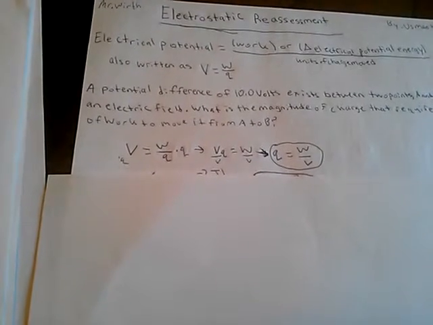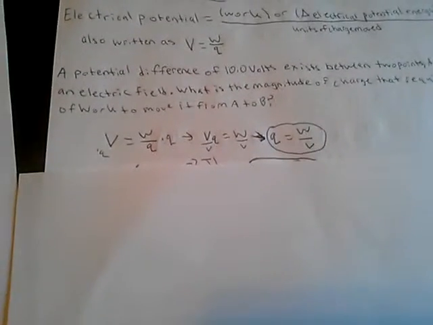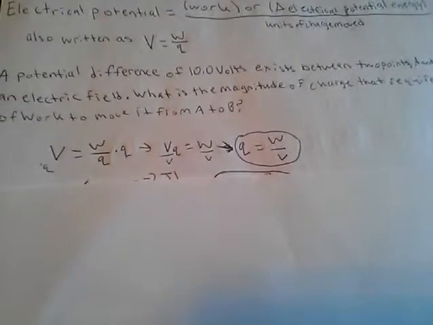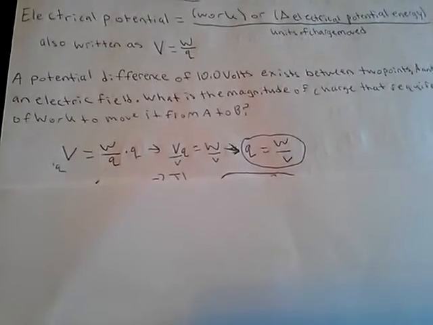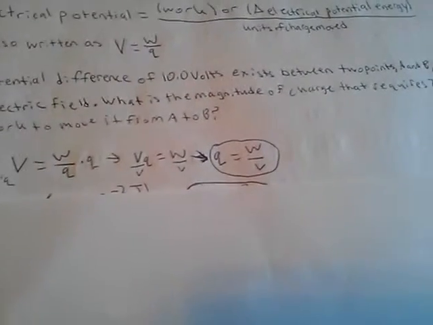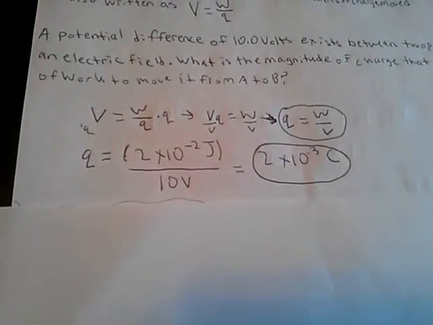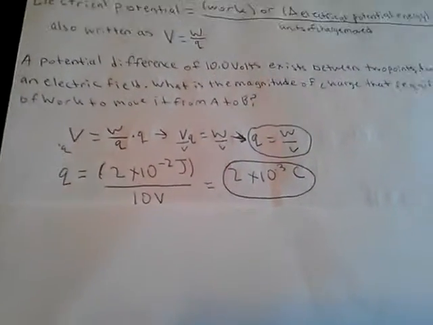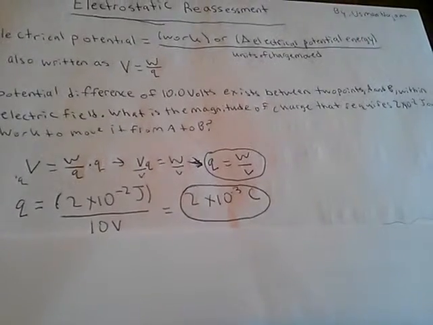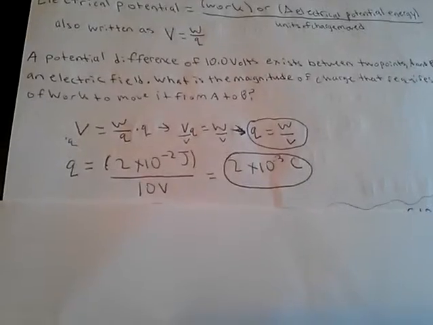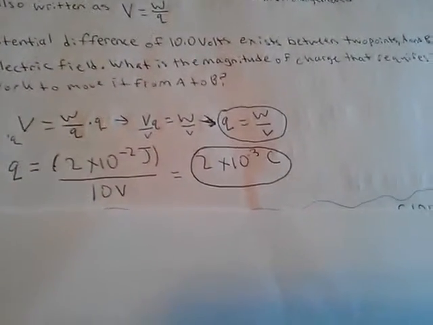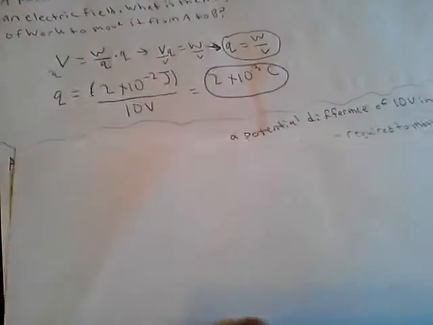So first what we've got to do is multiply each side by Q. So we get VQ equals W. And then we want to once again get Q by itself, so we divide each side by V, which results in Q equals W over V. And then we substitute in 2 times 10 to the negative 2 joules, which is given, and 10 volts on the bottom for V, which is given. And once you express this, it equals 2 times 10 to the negative third coulombs.